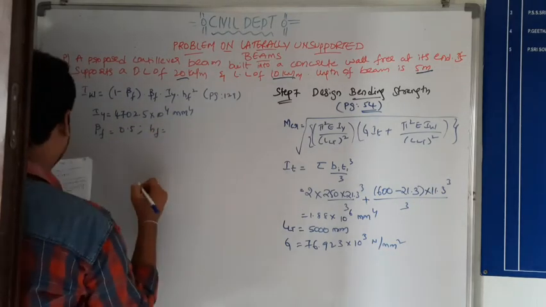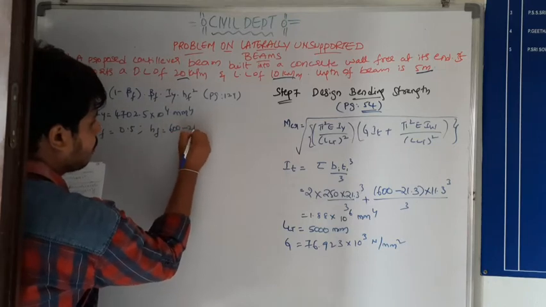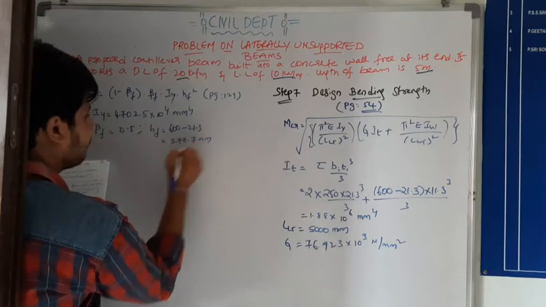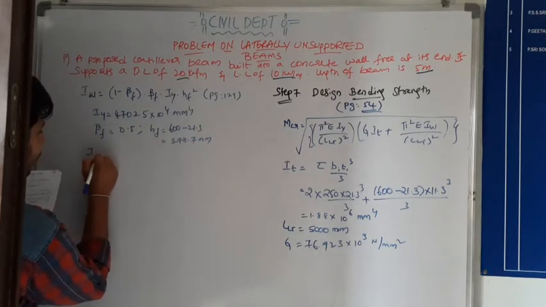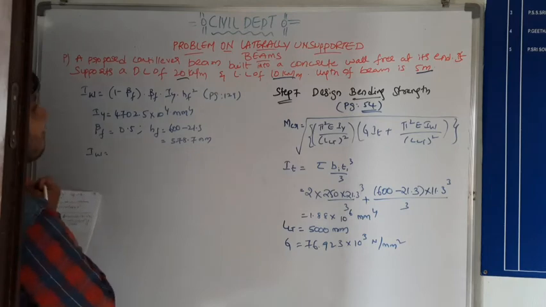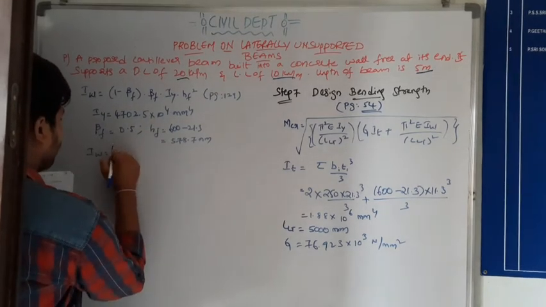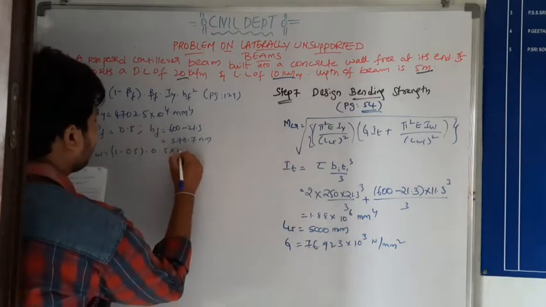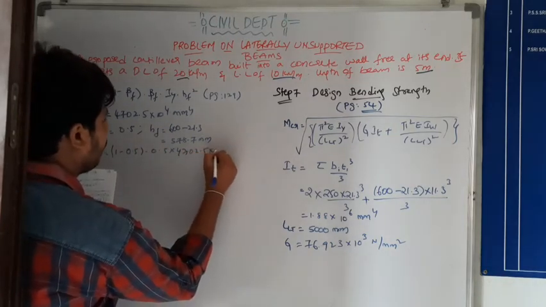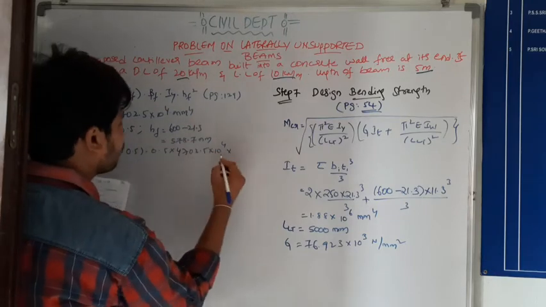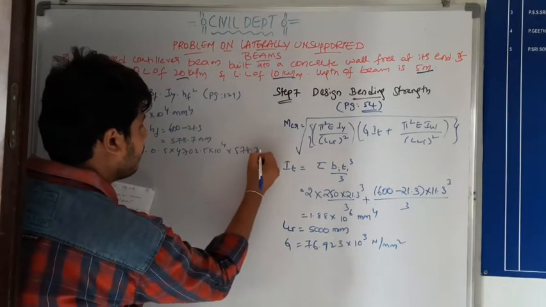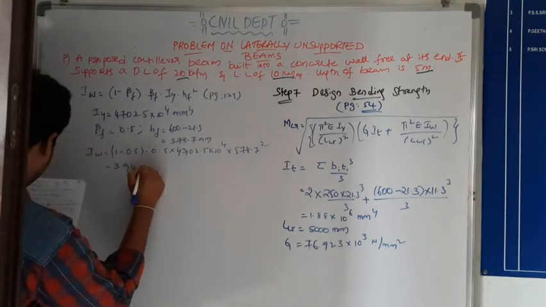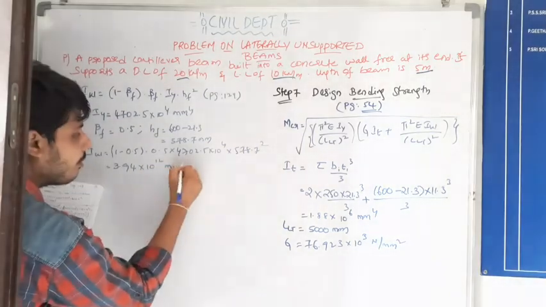Height of the flange is equal to 600 minus 21.3, that is 578.7 mm. So by substituting the values of IY, beta F, HF, 1 minus 0.5 into 0.5 into IY 4702.5 into 10 power 4 into HF square 578.7 square, we know the value of IW is 3.94 into 10 power 12 mm power 6.